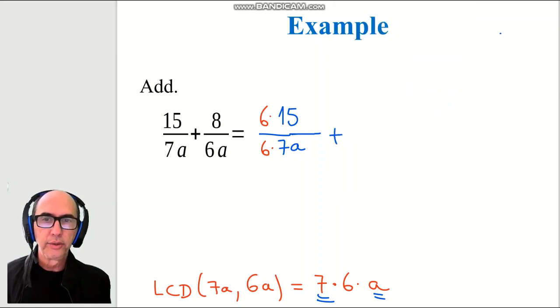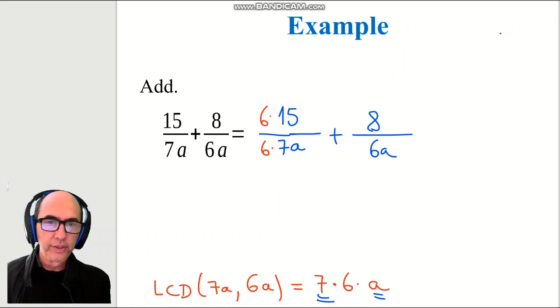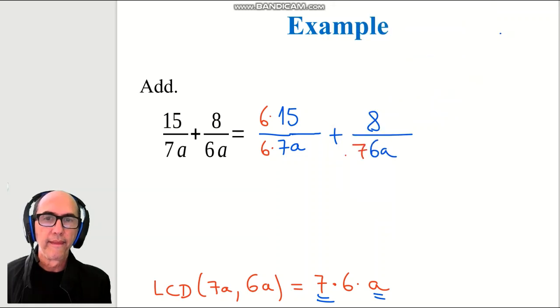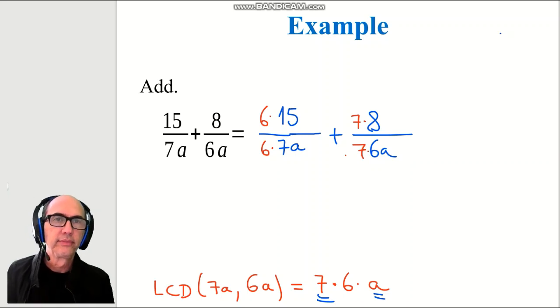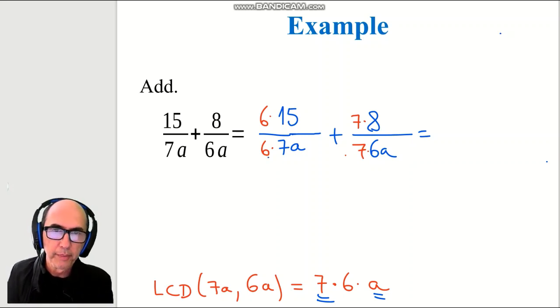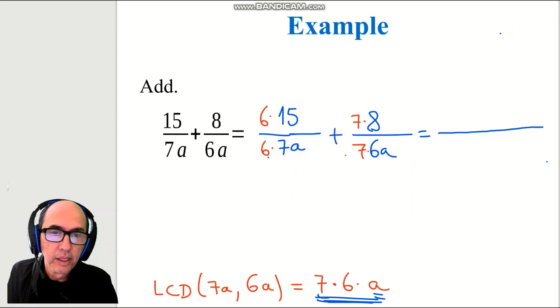The next fraction is 8 over 6a. Now we have 6, we have a, we don't have 7. So multiply by 7. When we change the denominators by multiplying by the factor that's missing, we make all the denominators the same as the least common denominator, 7 times 6 times a.